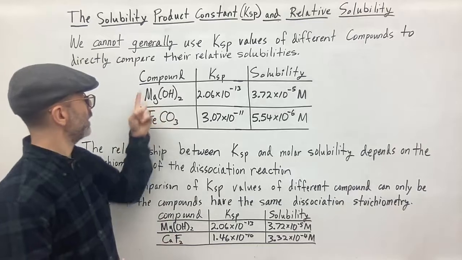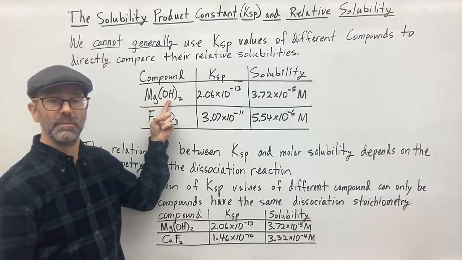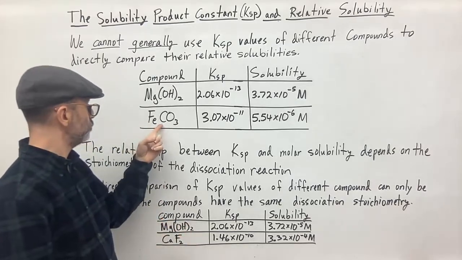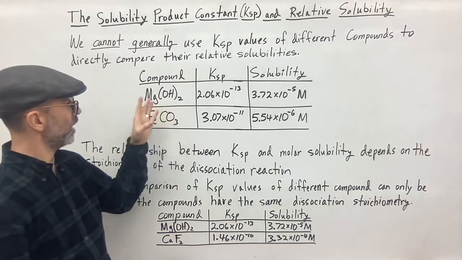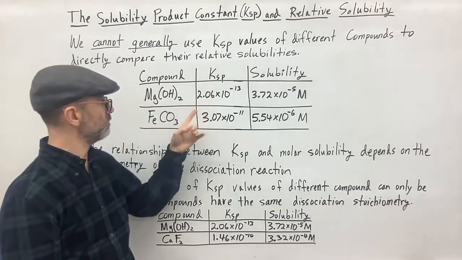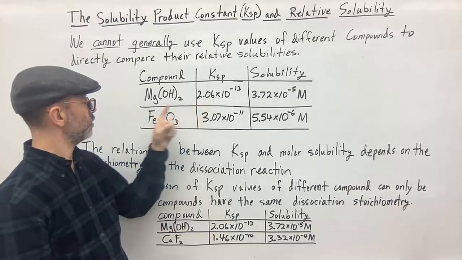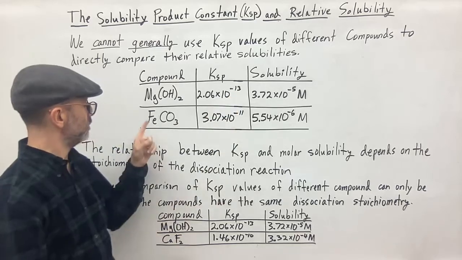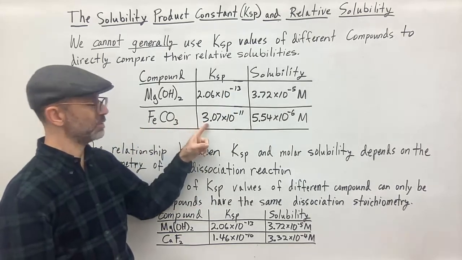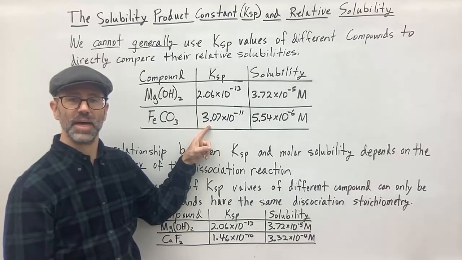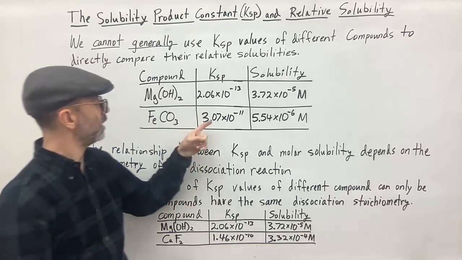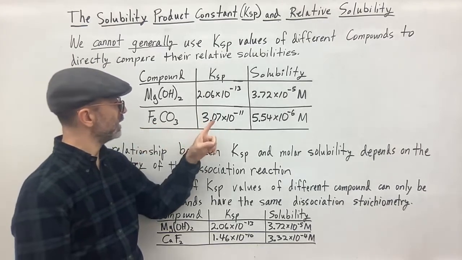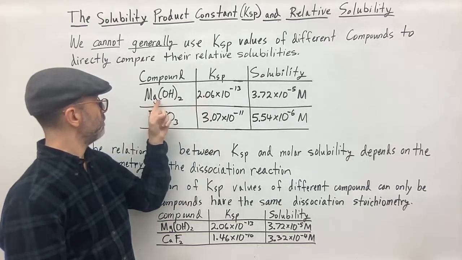So here we have a compound, magnesium hydroxide, and we have iron carbonate. So iron 2 carbonate and magnesium hydroxide are being compared, and here we have their KSP values. You can see that the KSP value for magnesium hydroxide is 2.06 times 10 to the negative 13, and iron 2 carbonate has a KSP value of 3.07 times 10 to the negative 11. And you can see that the KSP value for iron 2 carbonate is higher than that of magnesium hydroxide.